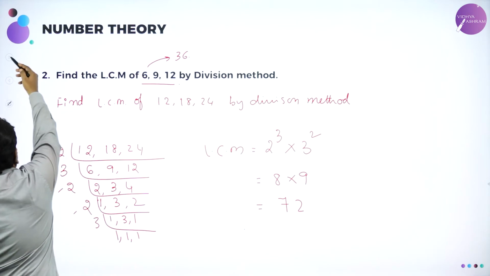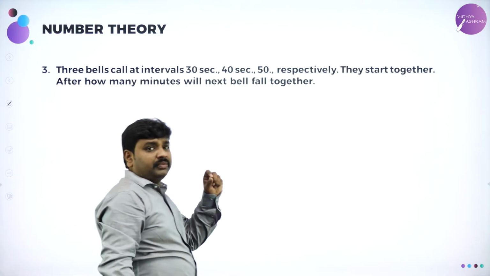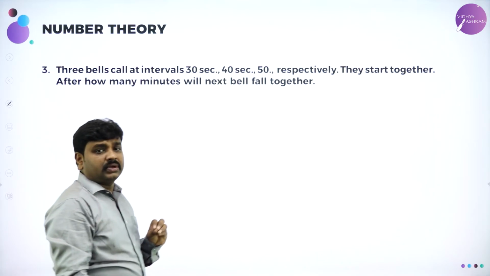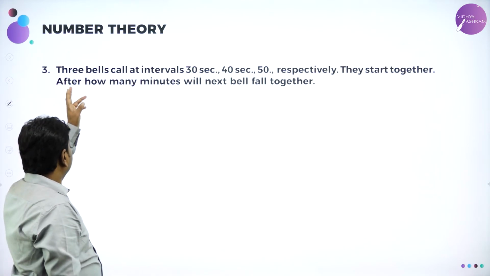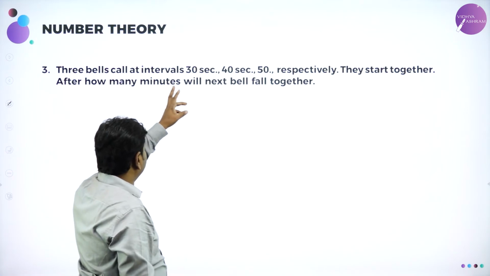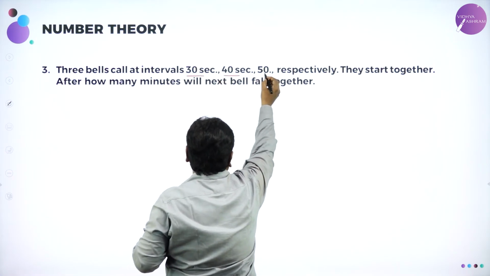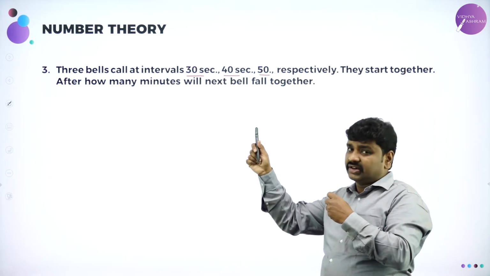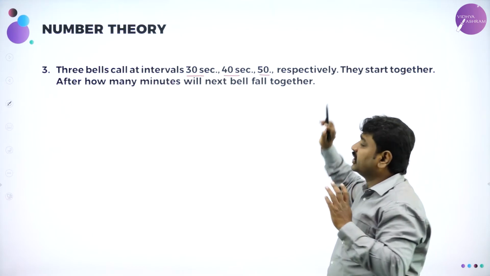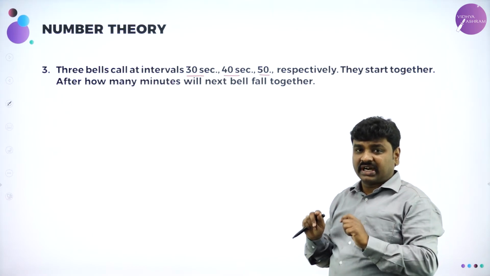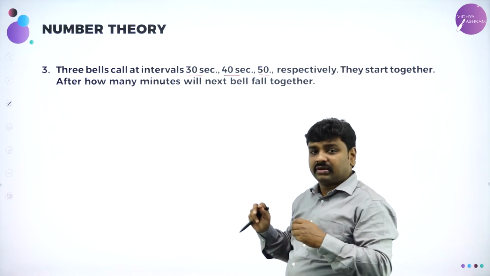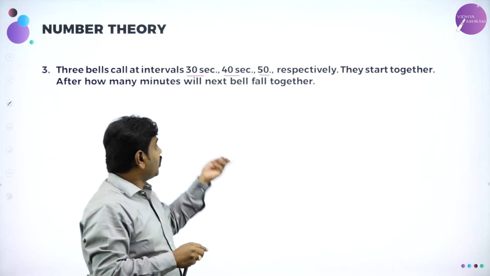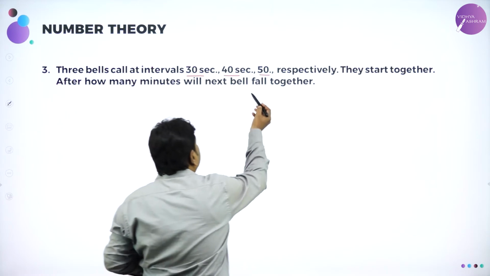Now we will take a problem where they have given an application problem, and we will see how LCM helps us to calculate. 3 bells ring at time intervals of 30 seconds, 40 seconds and 50 seconds. First one will ring at 30 seconds, then second one at 40, third one at 50 respectively. They start together at a time. After 30, first one will ring, second one after 40, third one after 50. Like that the time intervals go on. After how many minutes will they ring together?